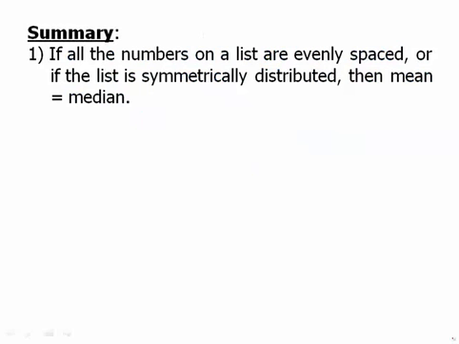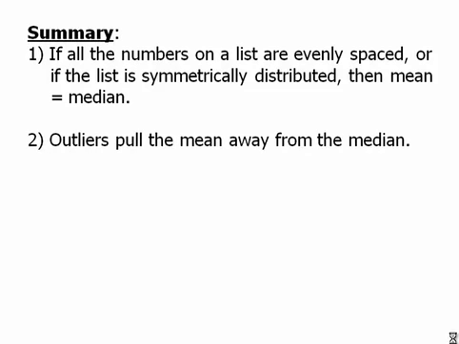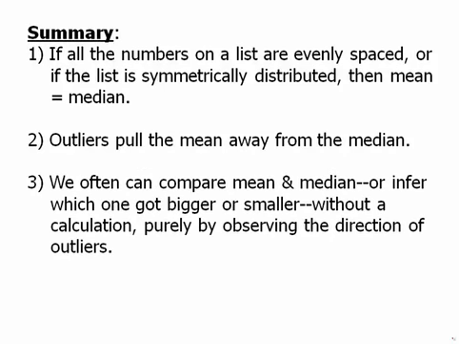In summary, if all the numbers on a list are evenly spaced, or if the list is symmetrically distributed, then the mean equals the median. Outliers pull the mean away from the median. We often can compare the mean and the median, or infer which got bigger or smaller, without calculation, purely by observing the direction of outliers.